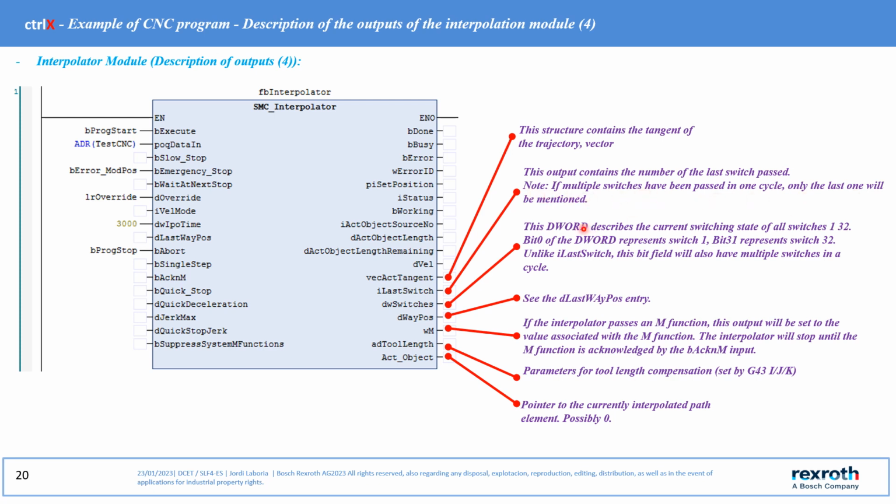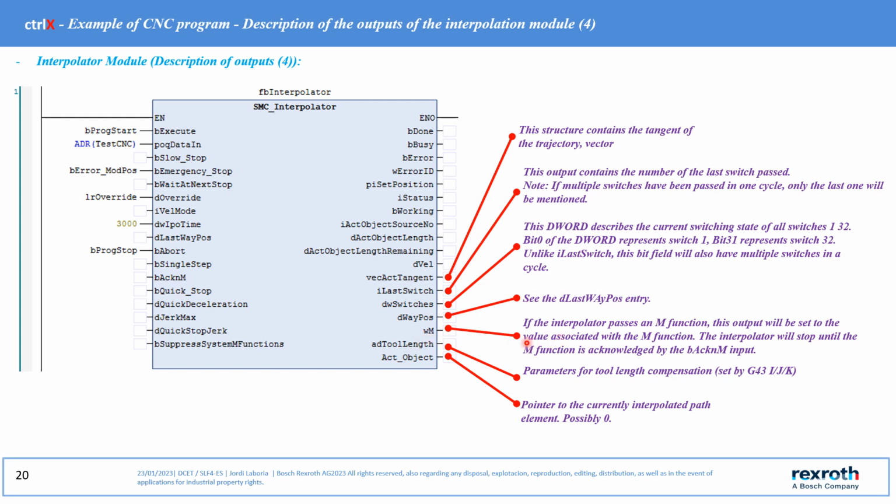W switches. This D word describes the current switching state of all switches 1 to 32. Bit 0 of the D word represents switch 1. Bit 31 represents switch 32. Unlike last switch, this bit field will also have multiple switches in a cycle. D way pause. See the D last way pause entry.